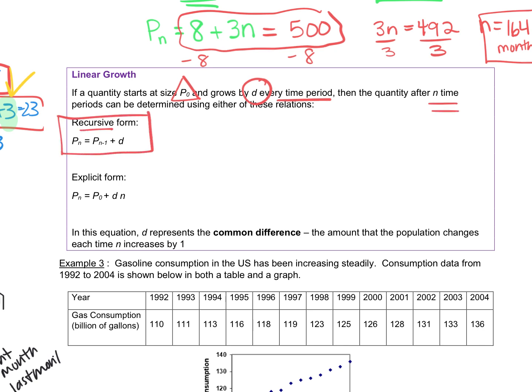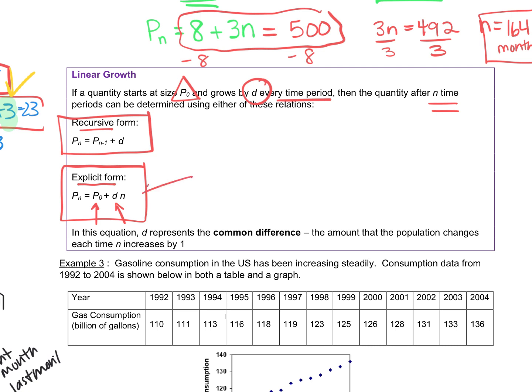So recursive uses previous knowledge, like the day, the month before, how much there was, and so you just add the 3. And that's a little different from our explicit form, which you just needed to know the initial and you needed to know how much it was changing every time period.